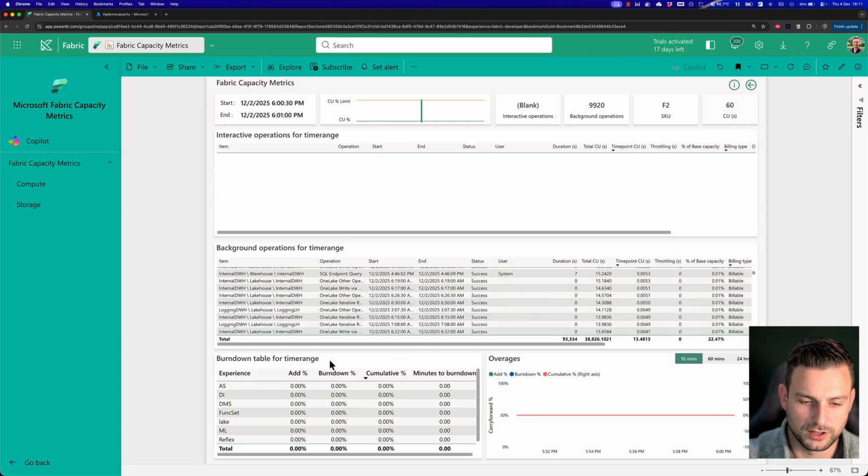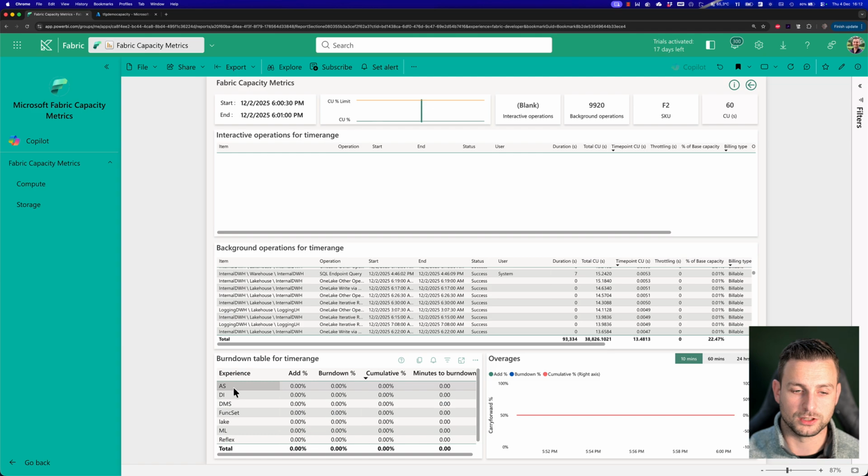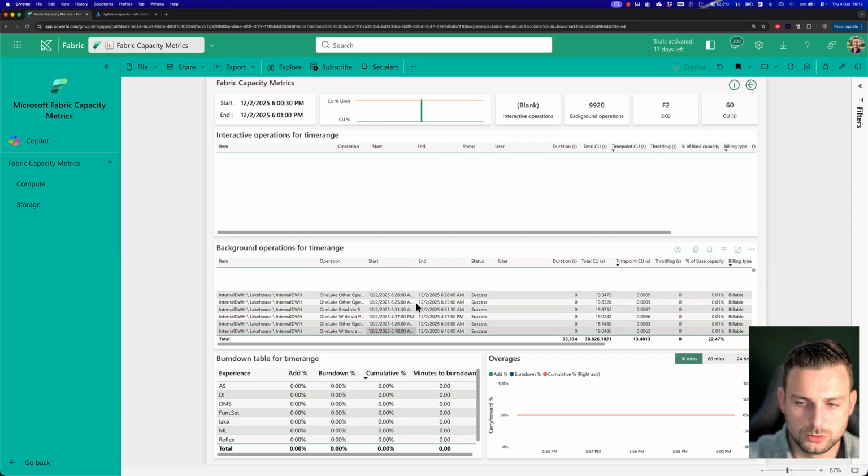And now again, here we find a burn down table, and there's no add or burn down and minutes to burn down in here because we're not in an overage situation. Again, if we were to have an overage on that specific time point, then clicking on the time point, drilling down, this table will show us which experience in Fabric, so that's analysis services or Power BI semantic models, data integration, I think, Lakehouse, machine learning, and so on, will be adding to the overage or burning down from the overage. So that is something that we can see in here as well.